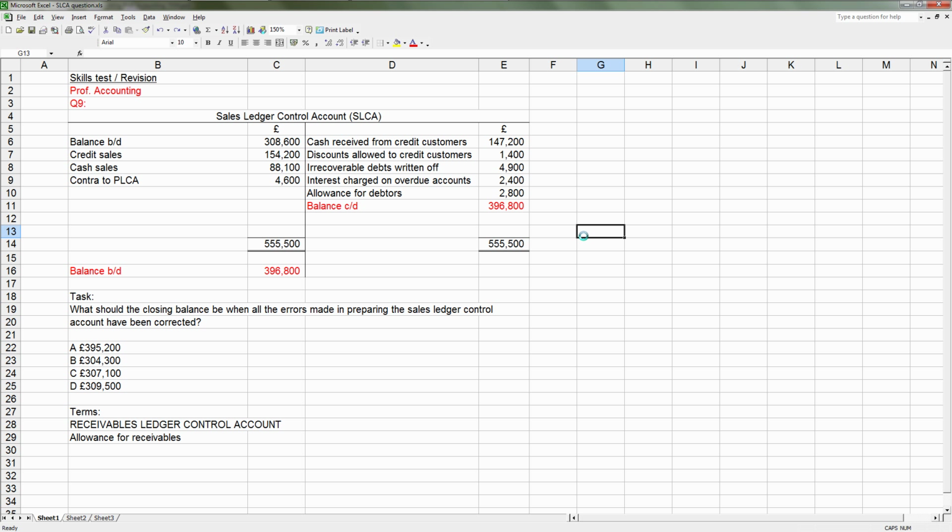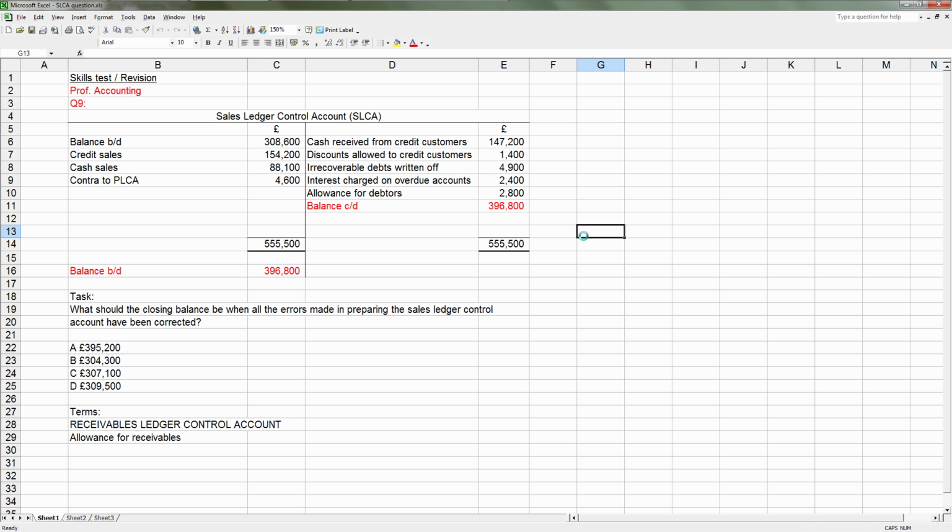So skill question number 9, this is for reference. Okay, we've got a sales ledger control account, and the task in this question is, what should the closing balance be? So the red value, I've put it in red, the balance c/d 396,800 is incorrect, and the reason it's incorrect is because there's been errors. Errors have occurred in preparing the sales ledger control account.